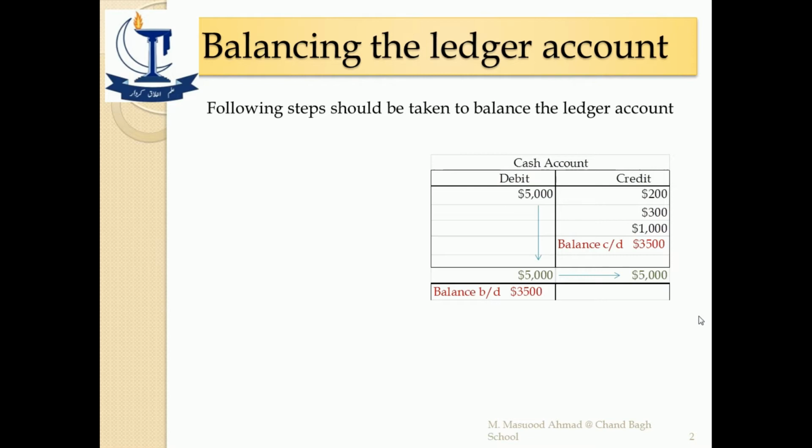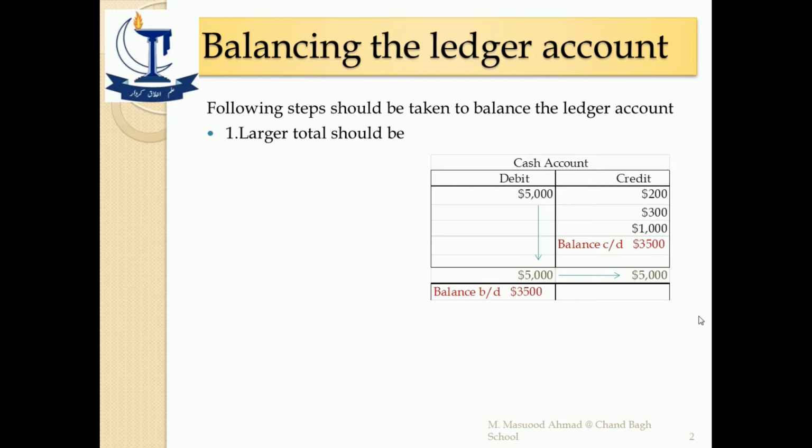So the following steps should be taken to balance the ledger account. Balance means to know how much cash you have, how much furniture you have, and this balancing will tell you the exact situation. These are very simple concepts, just listen very carefully. This slide is very important for you boys. Step number 1 is here.